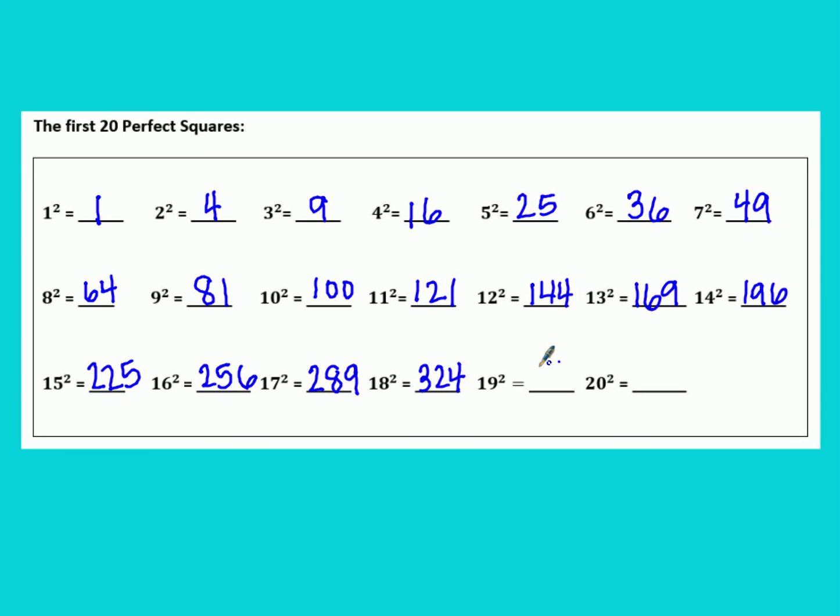19 squared is 19 times 19, which is 361. And 20 squared is 20 times 20, which is 400. So if you ever forget what any of them are, you just have to take the number and multiply it by itself, and you can figure out what it is, but it is a good idea to have this list memorized.